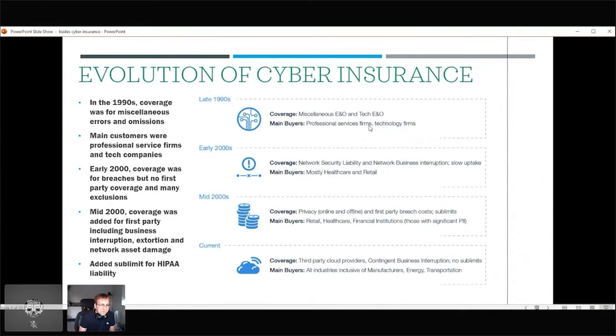And then HIPAA compliance kicked in, so they had to add that too. But currently, you can pretty much have cyber insurance for almost any kind of first party and third party coverage. So basically you can have a full coverage. Well, in theory, you can have a full coverage for almost everything, but we will see why that's not always the case. And in terms of main buyers, almost every industry is buying it now, from manufacturers to energy and transportation, including the previous ones.